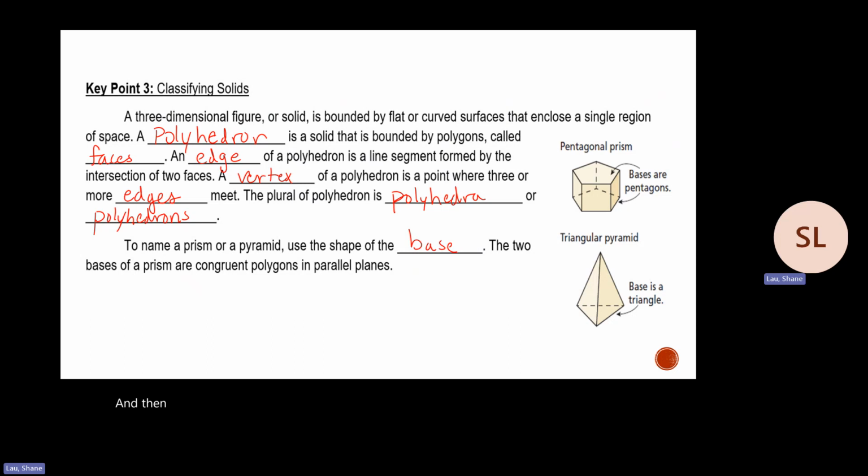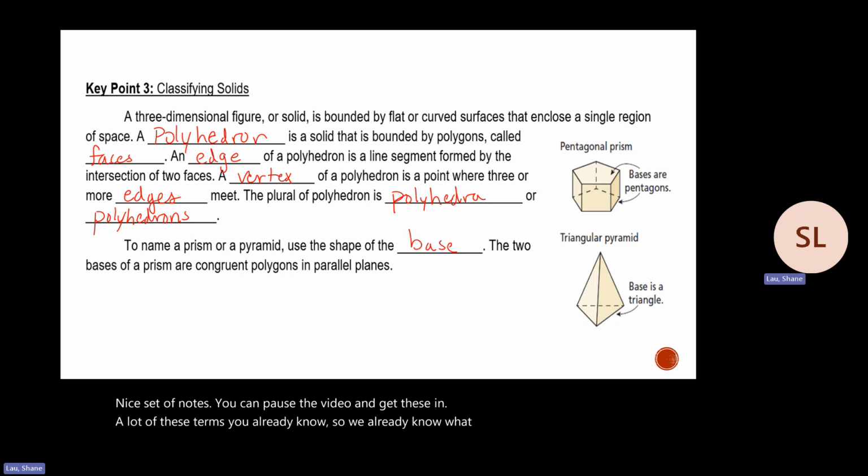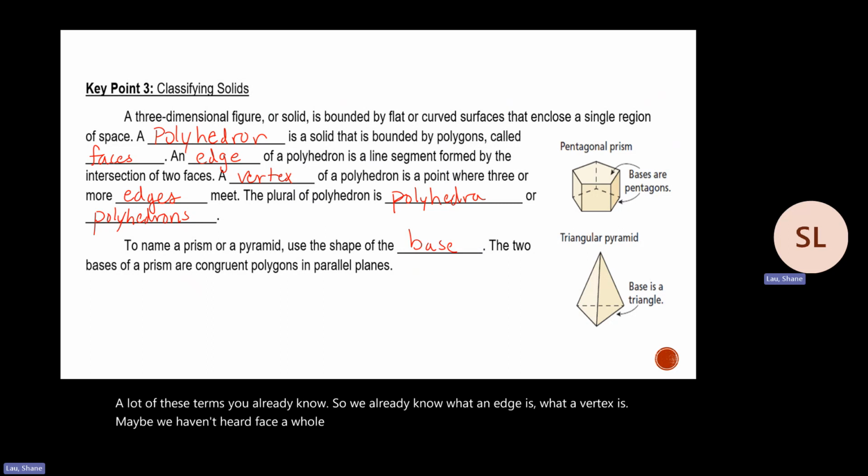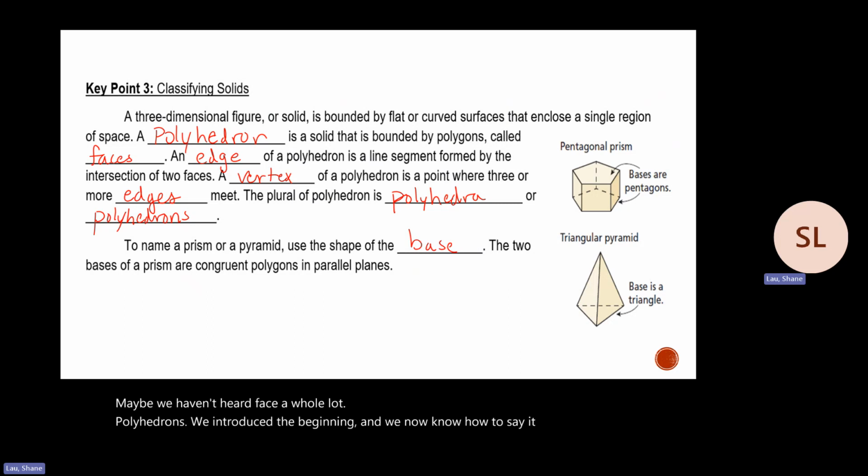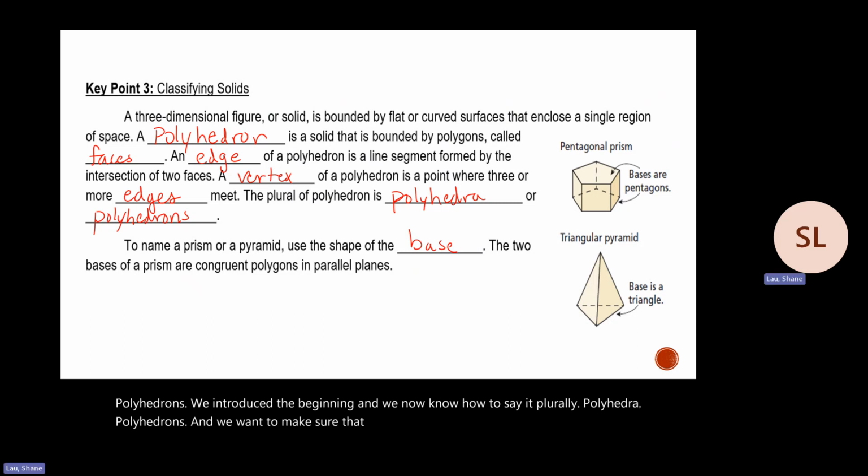These are the next set of notes. You can pause the video and get these in. A lot of these terms you already know, so we already know what an edge is, we know what a vertex is. Maybe we haven't heard face a whole lot. Polyhedrons we introduced at the very beginning, and we now know how to say it plurally, polyhedra or polyhedrons. And we want to make sure that we identify the base, okay? Identify the base.